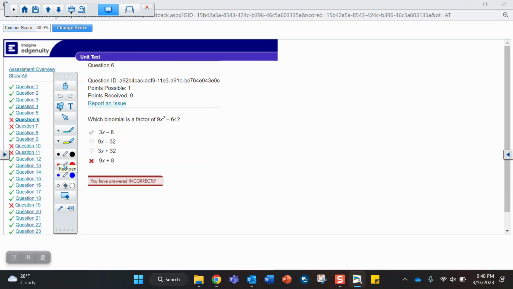Okay, so the first question asked, which binomial is a factor of 9x squared minus 64? So this is a difference of squares because both of these terms are perfect squares. So we take the square root of the front and put it in the front. Square root of the back and put it in the back.